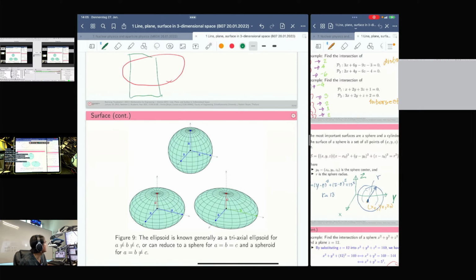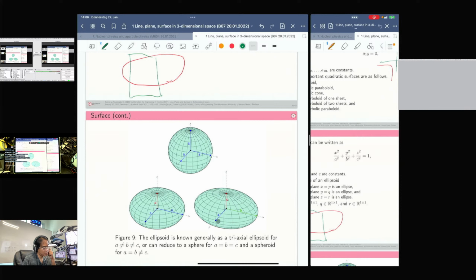Yes, the general equation for the ellipsoid is this one, right? Okay, and this is the general form of the ellipsoid. If a is the radius along the x-axis, b is the radius along the y-axis, and c is the radius along the z-axis.